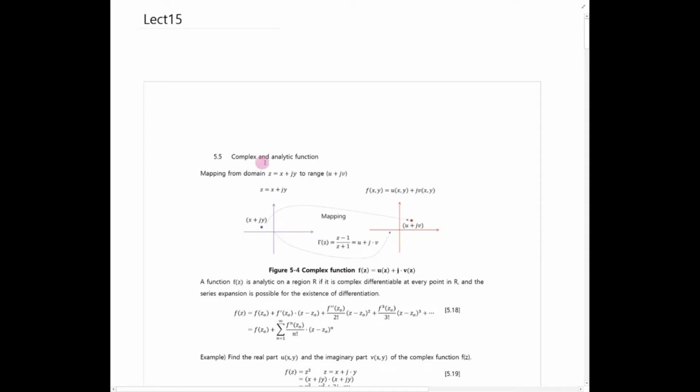Today's topic is complex analysis: how we're going to take a complex function over a complex domain. The reason why we study this is to take the inverse Laplace transform. We know the Fourier transform and the Laplace transform, so let's review some of them.